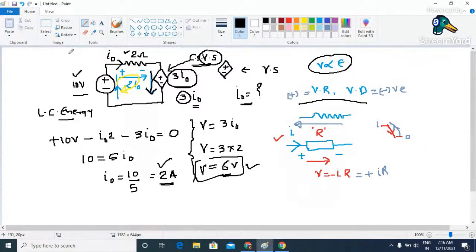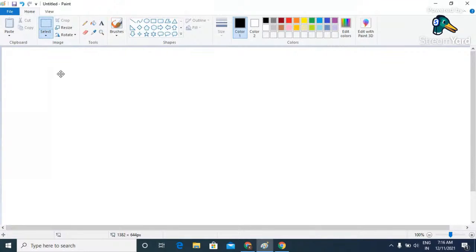So in this way we can solve the numerical on dependent sources if they are available in the circuit. Let us try to solve one more numerical. Suppose here we have a voltage source of magnitude, say, 10 volt, and here we have a resistor of value, say, 2 ohm, and the voltage across this resistor is given to us, which is nothing but V naught.